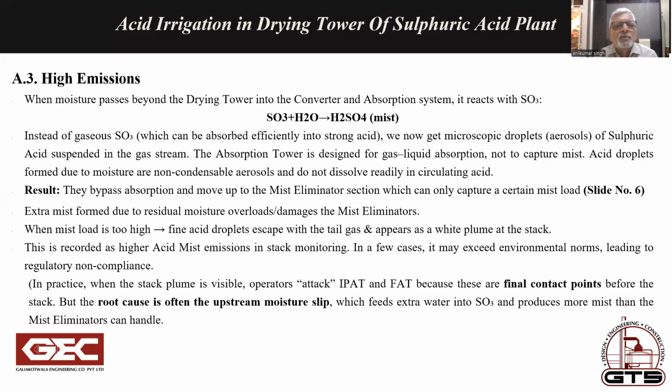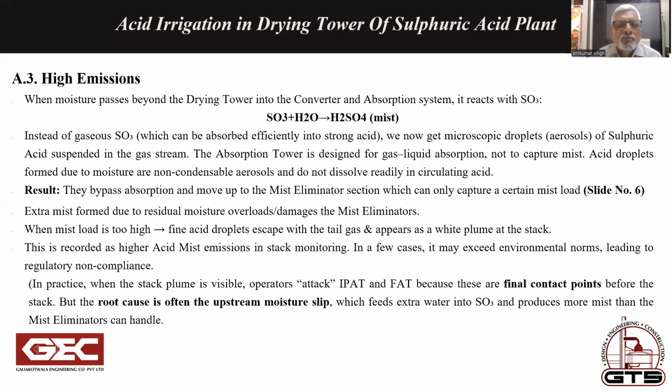Result, they bypass absorption and move up to the mist eliminator section, which can only capture a certain mist load. That is what I have given in slide number 6. For a sulfur burning plant, it is 500 to 750. For a metallurgical plant, it is 1000 to 1500 milligram per Nm3.